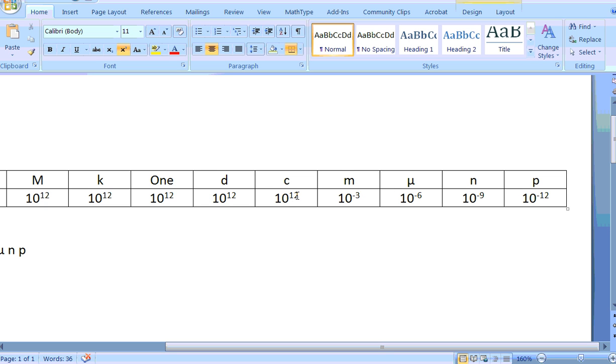Now, what I'm actually creating here is a metric conversion for you. And these are the ones that you need to know.